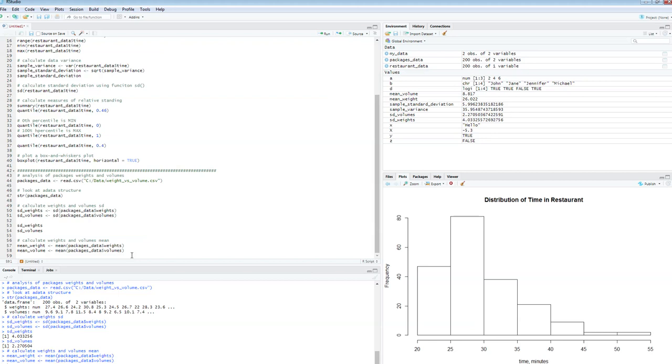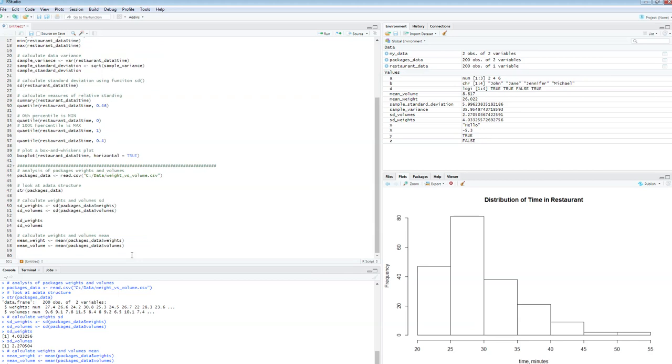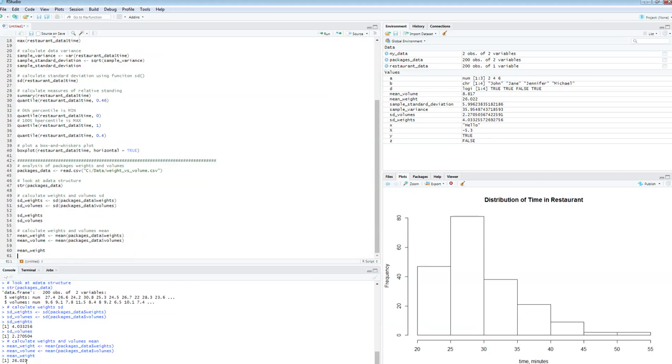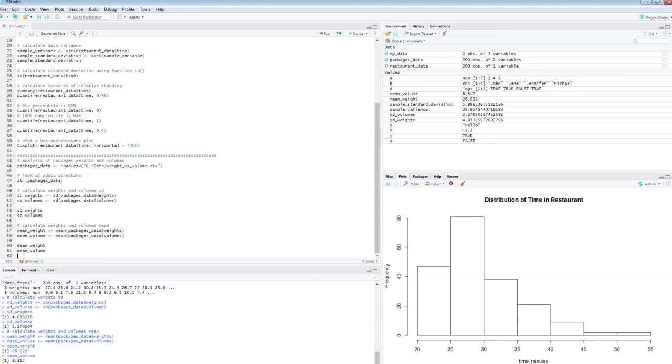Okay, cool. Now just for the heck of it, let's see. Mean underscore weight is what? The average weight of the package is 26.02, I don't know, ounces, pounds. Probably ounces. That's too heavy for the package, right? And the mean underscore volume is 8.817, but that is cubic inches, for example, right? If that's what is reported in the file.